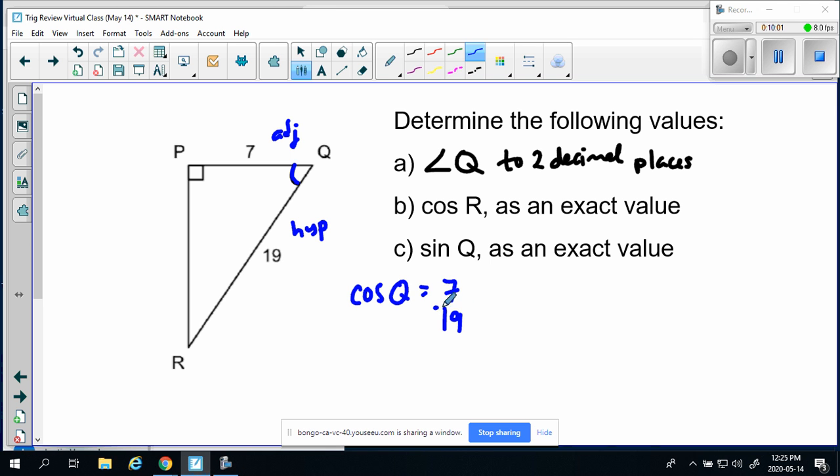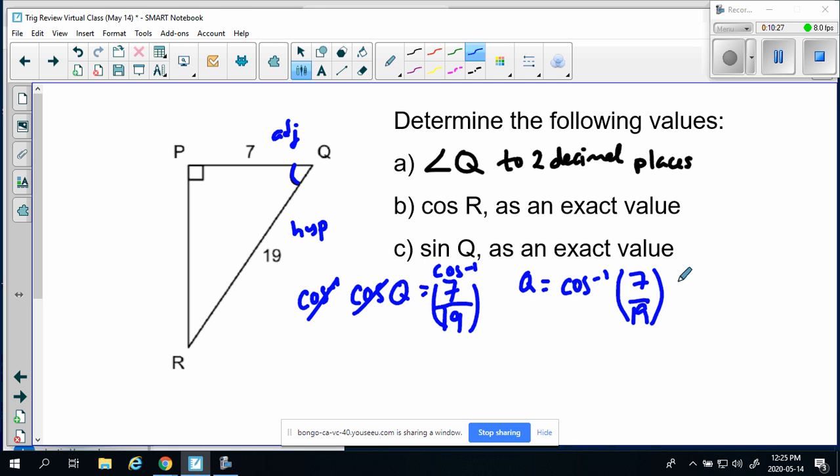But how do you get Q by itself? Like, how do you get rid of the cos? This is a reminder that to get rid of a cos and to find an angle, you need to use the cos inverse. So then Q is equal to the cos inverse of 7 over 19. And if you find that, you've got to make sure you put it in brackets in your calculator. To 2 decimal places, 68.38. So that's the answer to the first one.